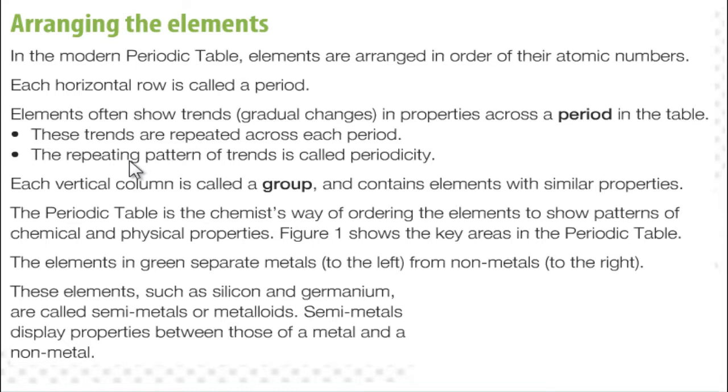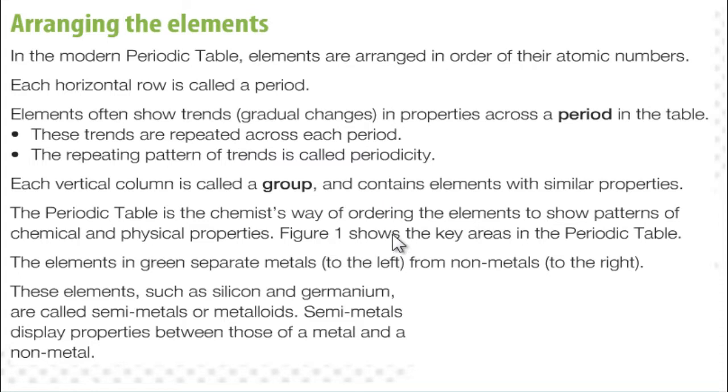So, in the modern periodic table, elements are arranged in order of their atomic numbers. Each horizontal row is called a period. Elements often show trends and gradual changes in properties across a period in the table. These trends are repeated across each period. The repeating pattern of the trends is called periodicity. Each vertical column is called a group and contains elements with similar properties. The periodic table is the chemist's way of ordering the elements, showing patterns of chemical and physical properties.